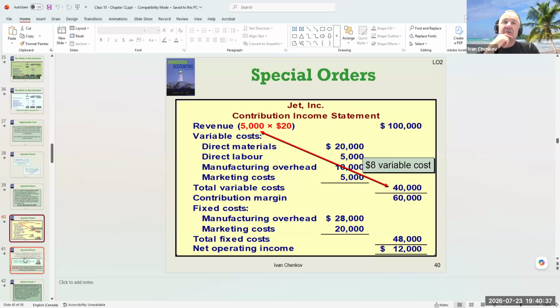Do I want $6,000? Do you want $6,000? Again, this calculation is very simple. Your variable cost is $8. Your selling price, they're paying you $10. So the selling price of $10 minus the variable cost of $8 is going to give you a contribution margin per unit of $2.